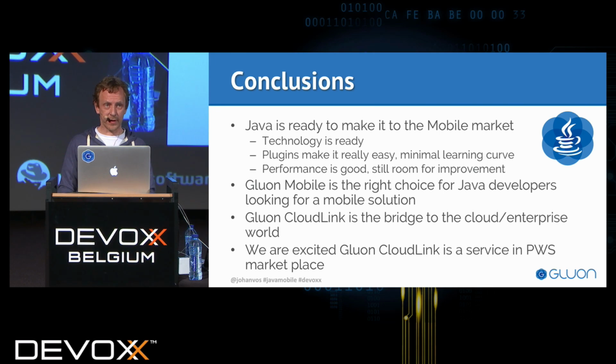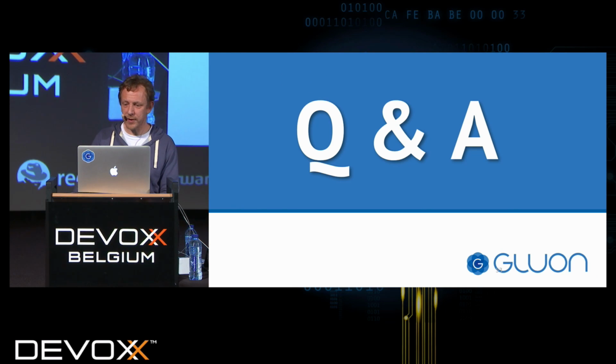that use hardware-accelerated rendering. And Gluon CloudLink is the bridge between the mobile applications and the cloud enterprise world. You can use it to connect to any enterprise system or any cloud system. And we're very happy to have Pivotal supporting us by offering Gluon CloudLink as a service in the Pivotal web services. And that gives me 2 more minutes for Q&A.